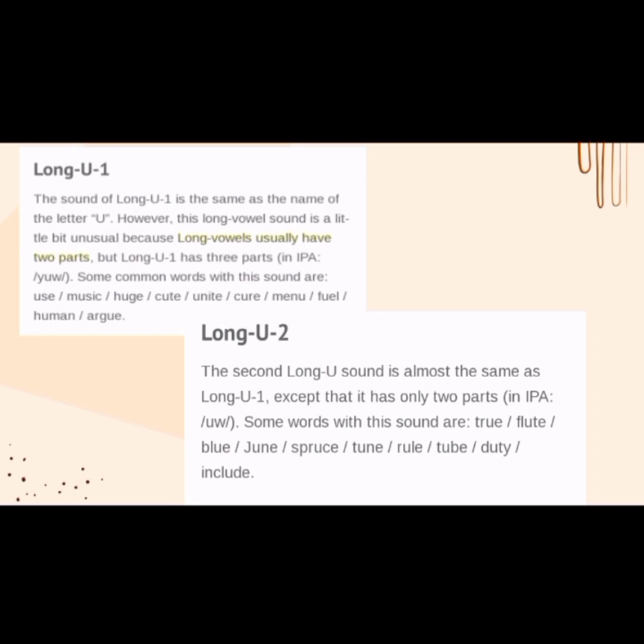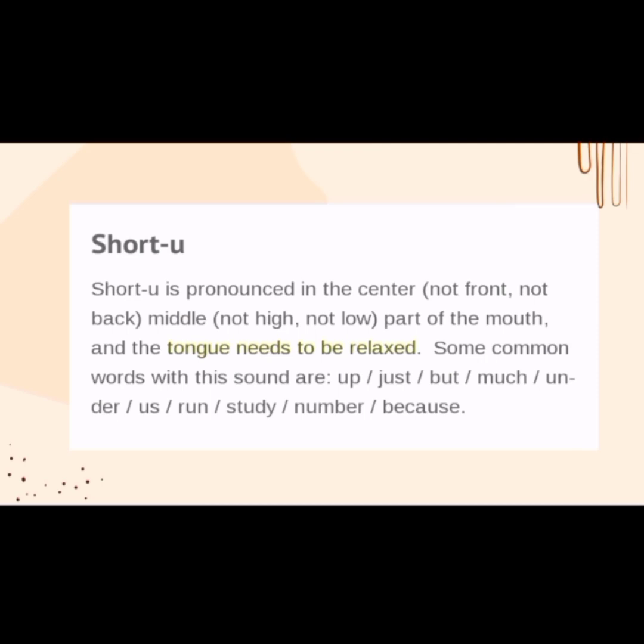Next is the long U2. The second long U sound is almost the same as the long U1, except that it has only two parts in IPA. Some words with this sound are true, flute, blue, June, Bruce, tune, rule, tube, duty, and include.